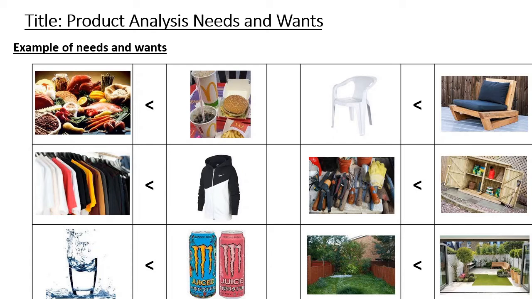And then the bottom one with drinks. A base requirement is we need water, but we want more than that. We want certain types of drinks and certain brands. Now, within my context of outdoor living, I've picked 3 pictures. We've got a plastic chair, we've got a set of tools, and we've got a garden which needs a bit of looking after. That is the need of this young couple.